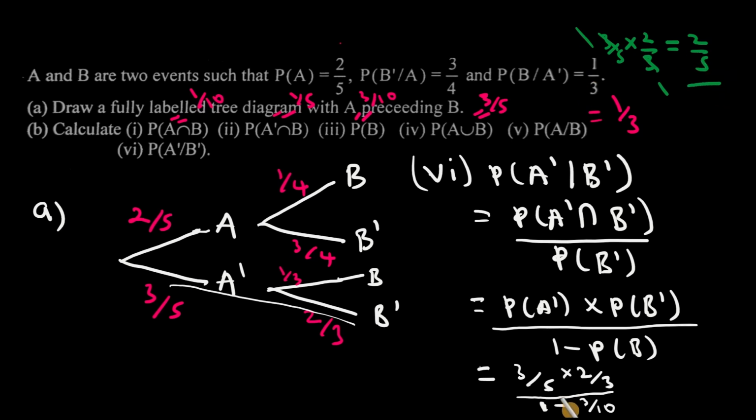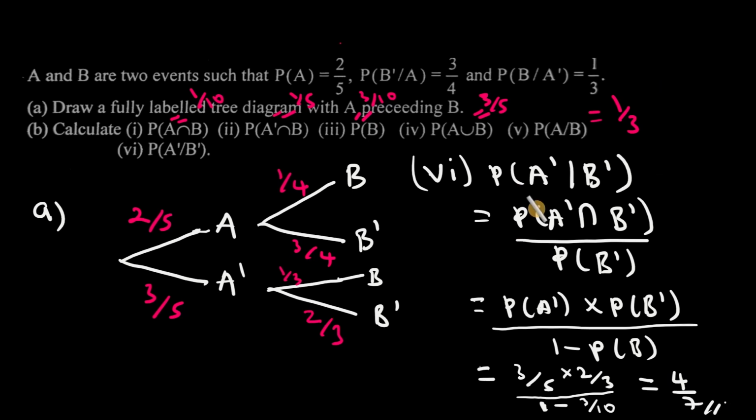And 1 minus 3 on 10 is the same as 10 minus 3 on 10, which is 7 on 10. Now if we invert the second fraction and multiply, we'll have 2 on 5 times 10 on 7. And you see 5 goes into 10 twice, and 2 times 2 is 4, which is 4 on 7. So it means that here we have 4 on 7, which is the probability of A prime given B prime.